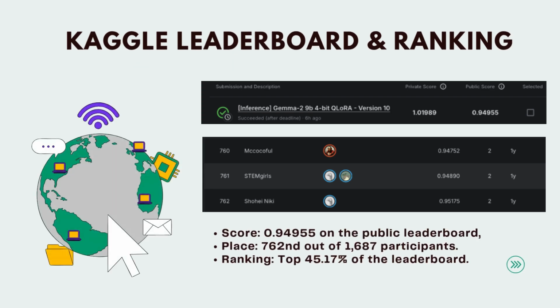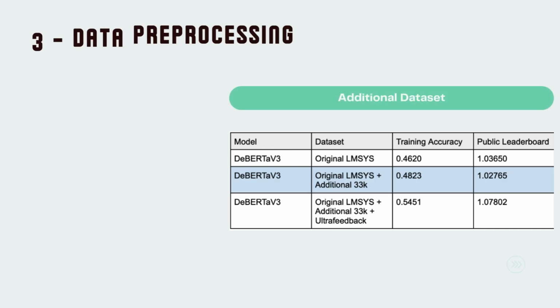This allowed us to achieve a public score of 0.94955 on the Kaggle leaderboard, placing us at 762nd out of 1,687 participants, with a ranking in the top roughly 45%.